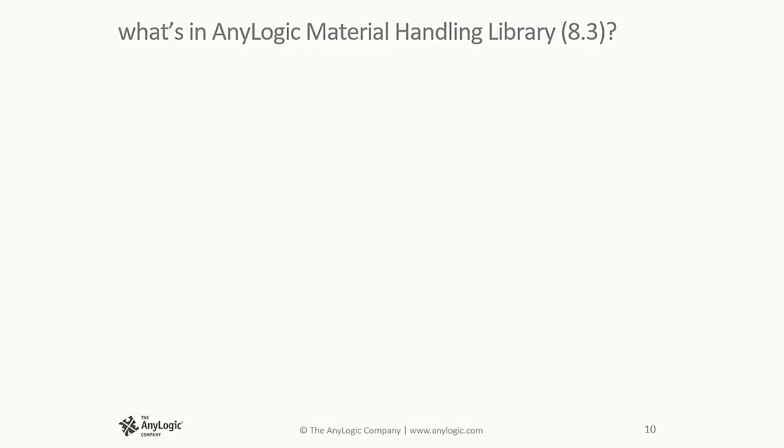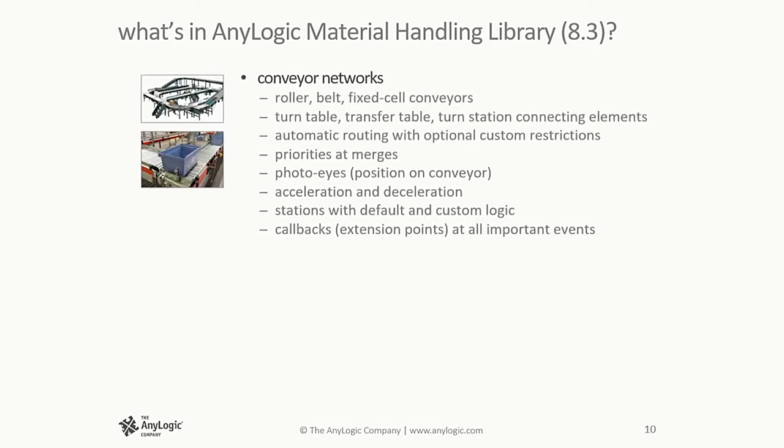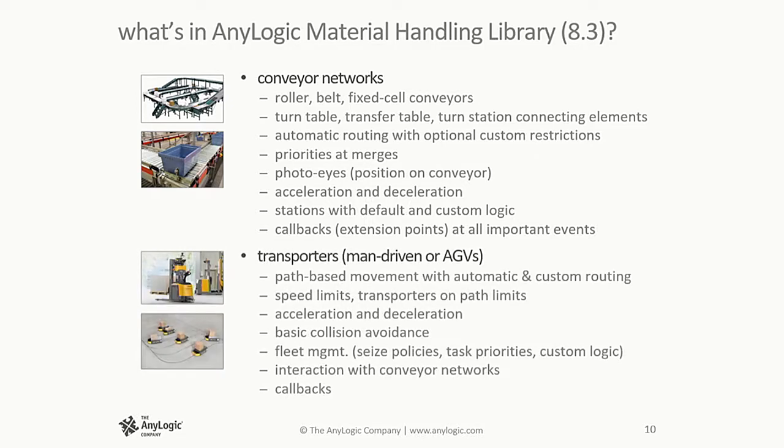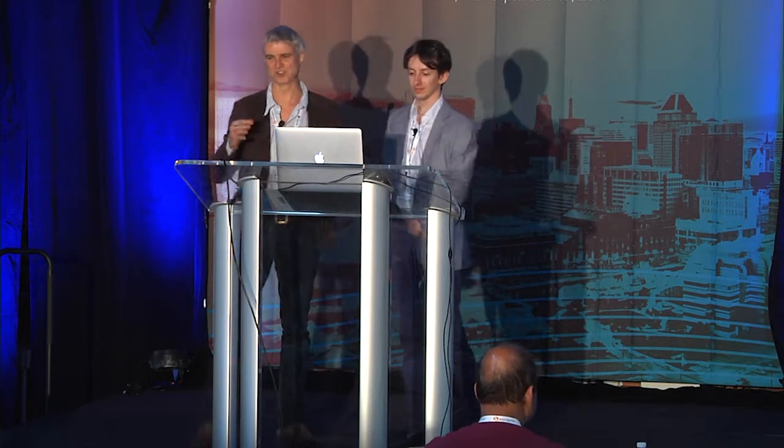We are releasing this library in several stages. The first stage is conveyor networks and transporters moving along predefined paths. This is being released now. Small demo, yep. And then we'll show another slide with the exact plans of what's going to be released later this year and next year.